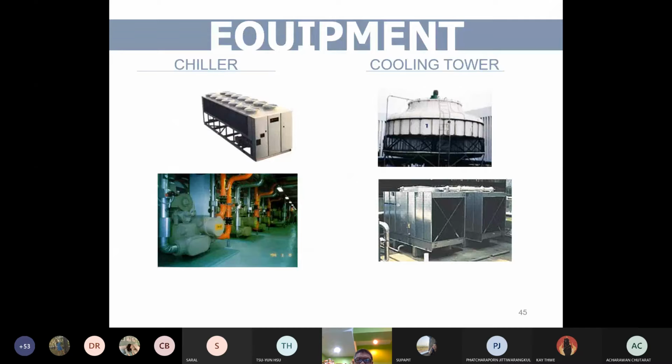You can see now the equipment, or you can see the cooling tower. This one, they have two types. One type is like this, the multi-cell. Okay, it is the multi-cell, and this one is one unit, like a 500 tons or 400 tons cooling tower. This one is air cool chillers. This one is water cool chillers. Okay.